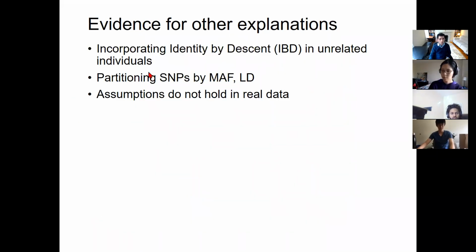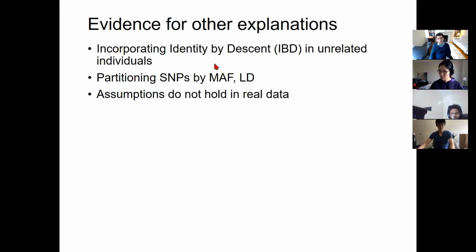So we can also start incorporating identity by descent in unrelated individuals. The idea here is that for most genome-wide association studies, we assume that if 2 individuals share the same value of a SNP, that's identity by state. That's basically simply saying, oh, you have a G here and I have a G here, even though we're unrelated to each other. But identity by descent basically means that I have a G here and you have a G here because we actually inherited that exact chromosome from our common ancestor, that we are in fact partly closely related.